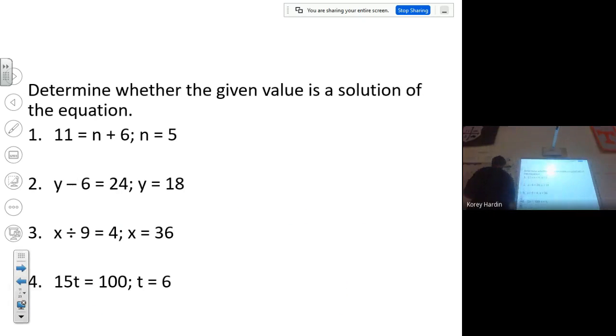So now, pause the video, see if these numbers are solutions. See if these numbers are solutions. Pause the video and do that.